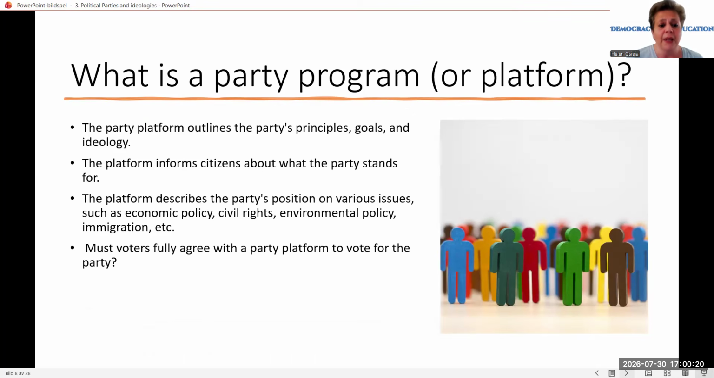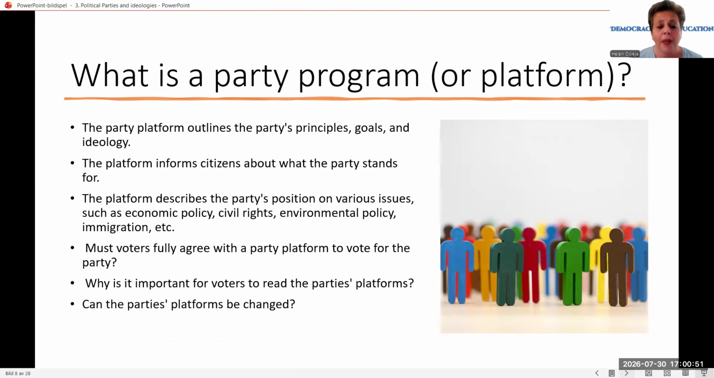But my question is, must voters fully agree with the party platform to vote for that political party? The next question is, why is it important for voters to read the party's programs or platforms? Or is it okay to vote for a candidate because I find him really handsome or likable, or because he's a friend of a friend? And can the party's programs or platforms be changed, or do you think that the principles of the party are written on stone?